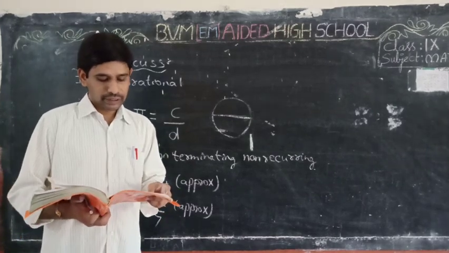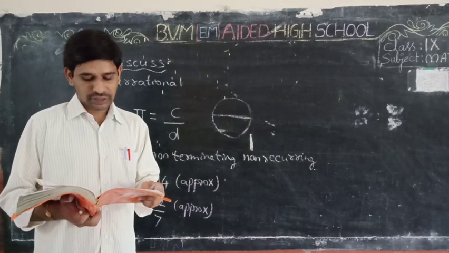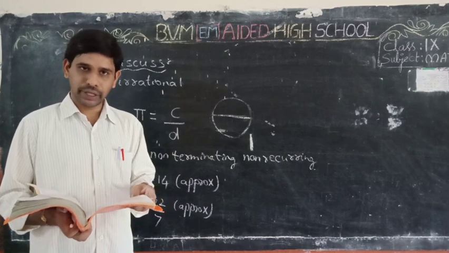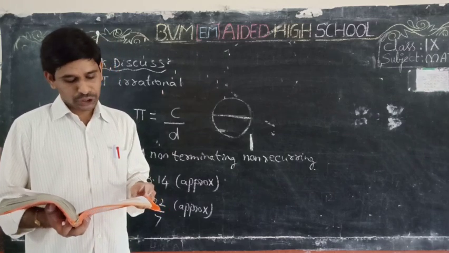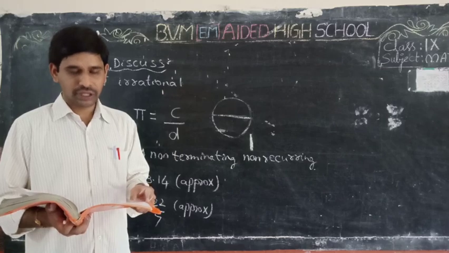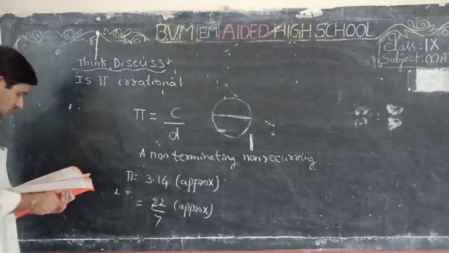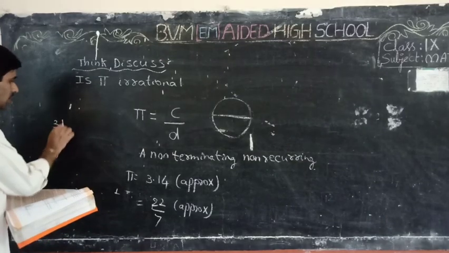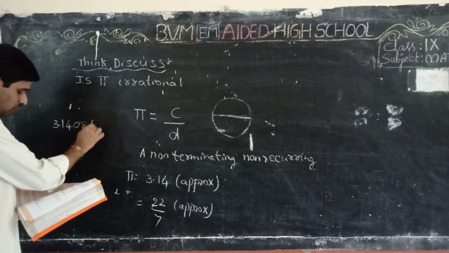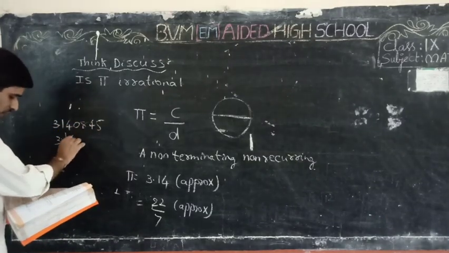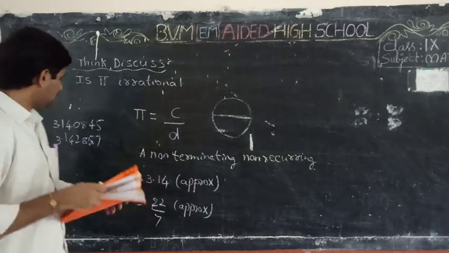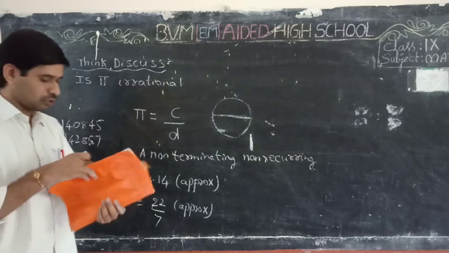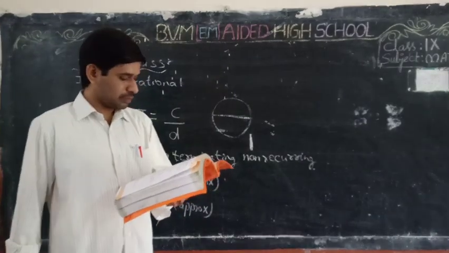The Greek genius Archimedes was the first to compute the value of pi. So Archimedes first computed the value of pi. He showed the value of pi lies between 3.140845 and 3.142857. He showed that the value of pi lies between these two decimal numbers.